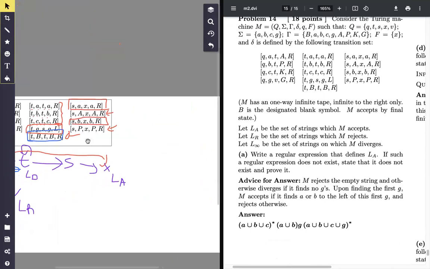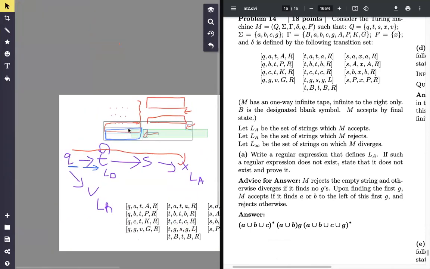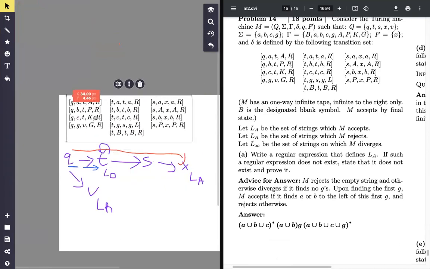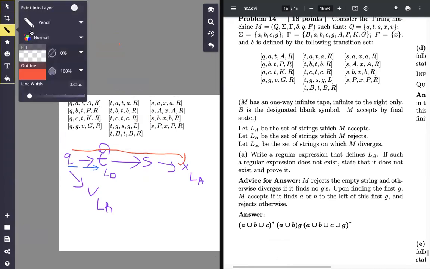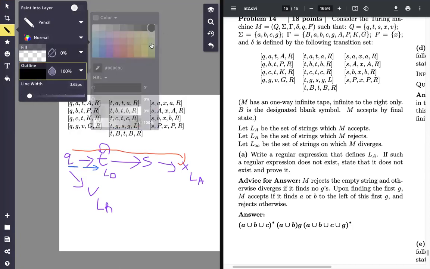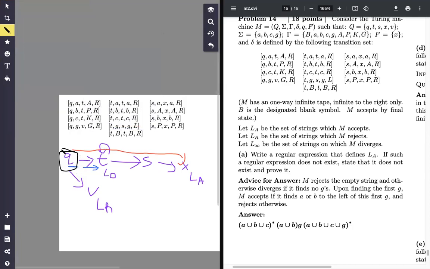Let me just clean this up. So we said that rejects is LR, but there's actually a lot more places to reject, right? Notice we never labeled Q and S, and also X. Well, X we can't reject, because it's our accepting state, right? But is it possible to reject at any of these states? We also need to check.